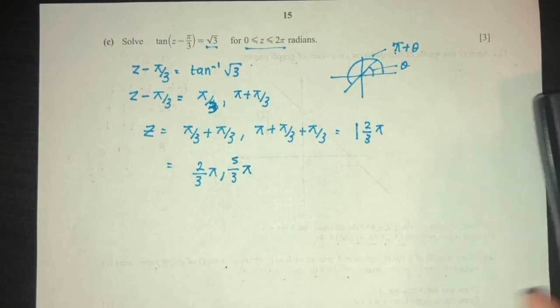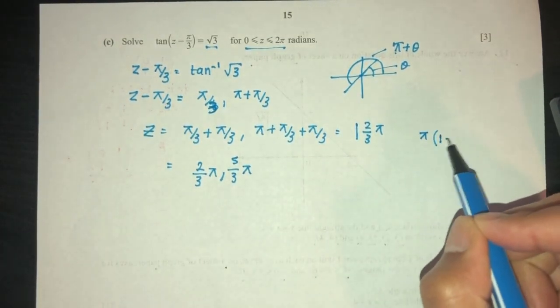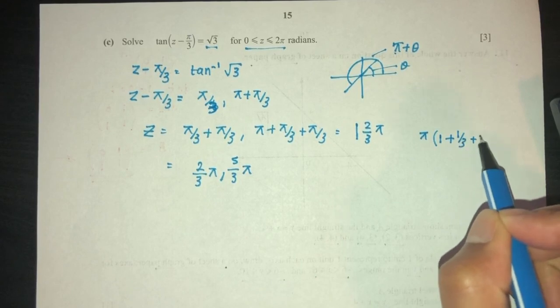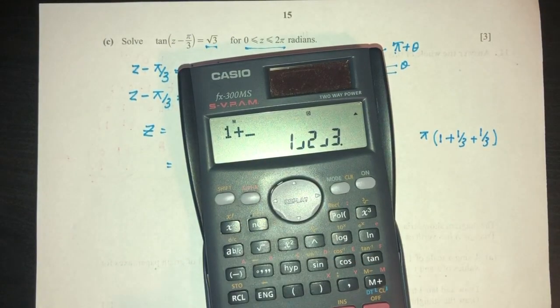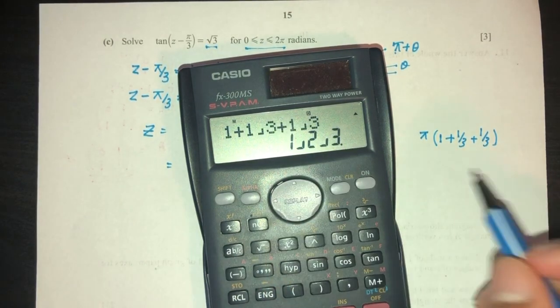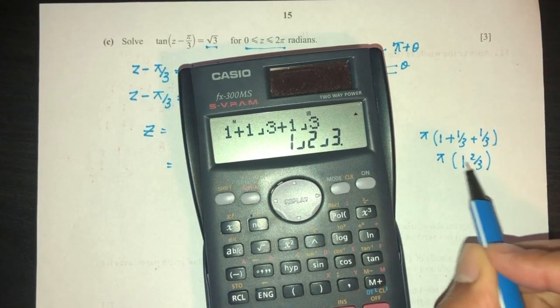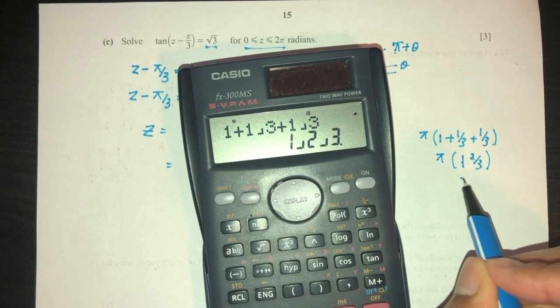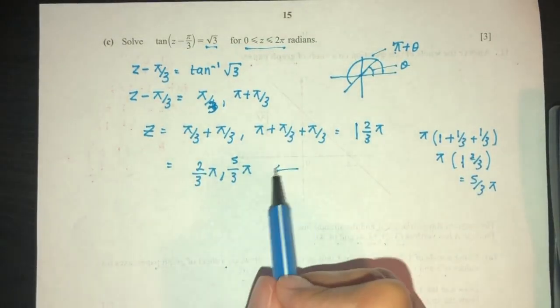Just to explain how I did this, I took out pi, so I had 1 plus 1 over 3 plus 1 over 3, so we can just do that directly here. 1 plus 1 over 3 plus 1 over 3 should give you this, which is 1 and 2 over 3. Now if you expand this, 1 times 3 plus 2, that should be 5 over 3 pi. So this is your answer for the values of z.